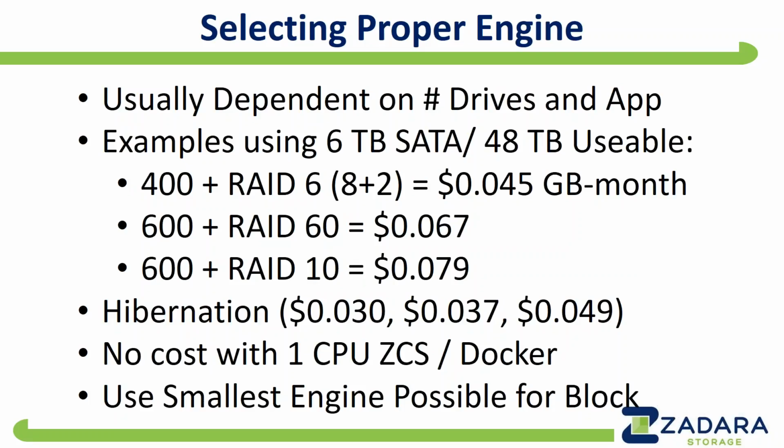So when you select the engine, you want to choose the best one for your application. But usually it's going to depend on the number of drives. So for example, if you need 58 or 48 terabytes of usable space, in RAID 6 you can use a smaller engine, for example, with 8+2, and that would give you 10 drives. So with a smaller engine and with 10 drives, you have 0.45 cents a gigabyte per month.